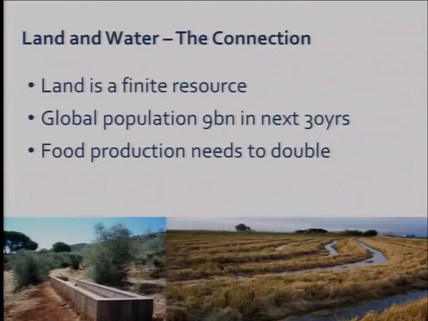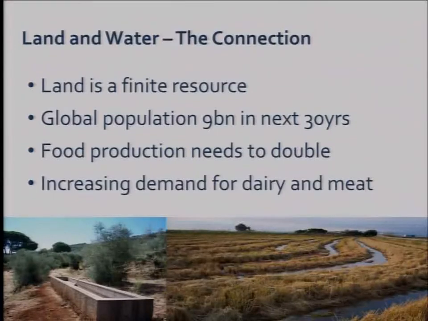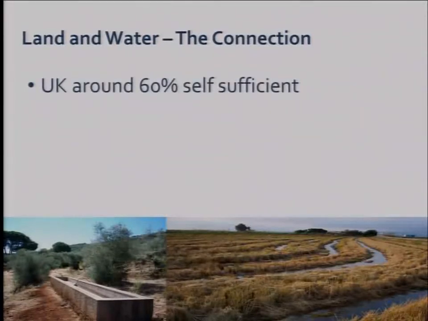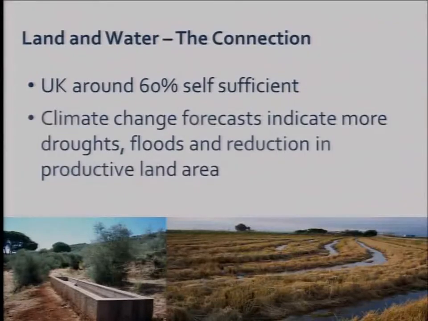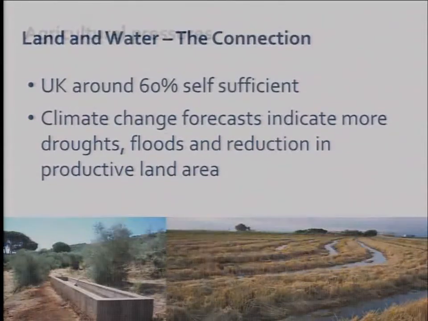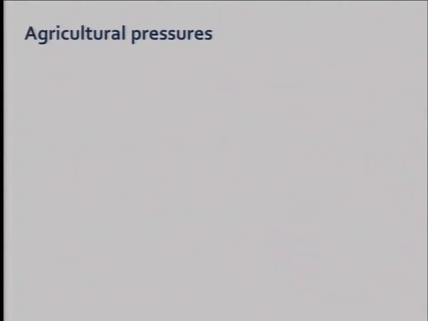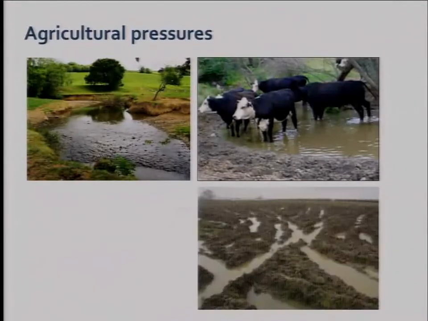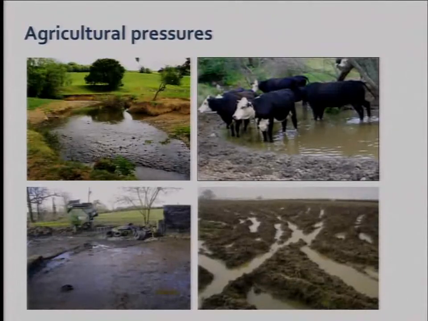And that is creating a huge pressure on that land resource to produce food. We've got an increasing demand for dairy and meat products, which demand more and more land as well. In the UK, we're only around 60% self-sufficient. So we don't have enough land to produce the food demand. And we all know what climate change forecasts are saying about the changes in our weather patterns, which will increasingly put pressure on this food production and on the water system that supports it. And since the war in this country and elsewhere, we've seen growing pressure from this food production network on the land. And the agricultural pressures can be seen in and around the countryside.